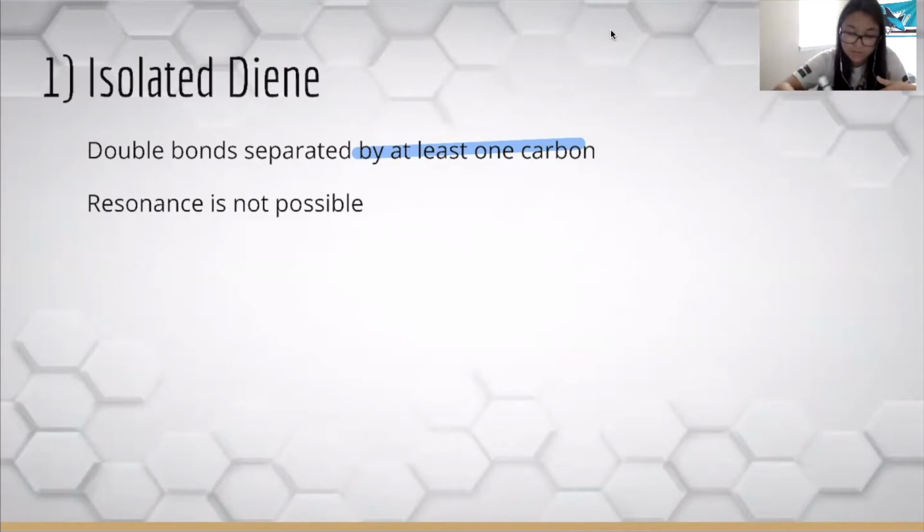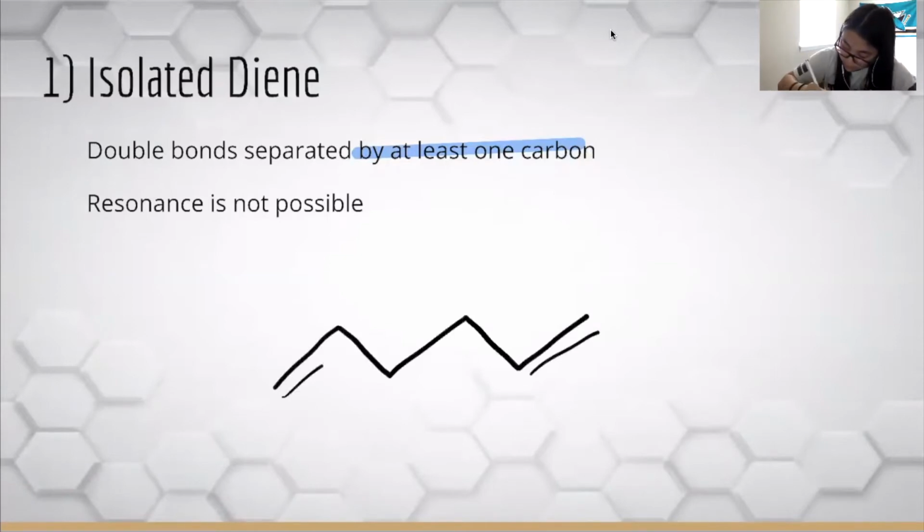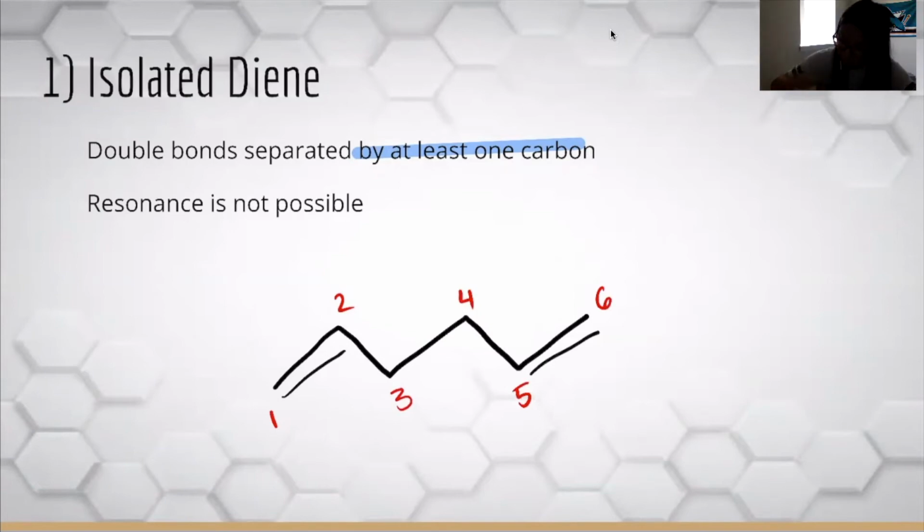So for example, if I were to draw a structure that looked like this, and then let's label our carbons: 1, 2, 3, 4, 5, 6. As you can see, the double bonds are occurring between carbons 1 and 2 and 5 and 6. But carbons 3 and 4 are separating those double bonds, so it is an isolated diene.